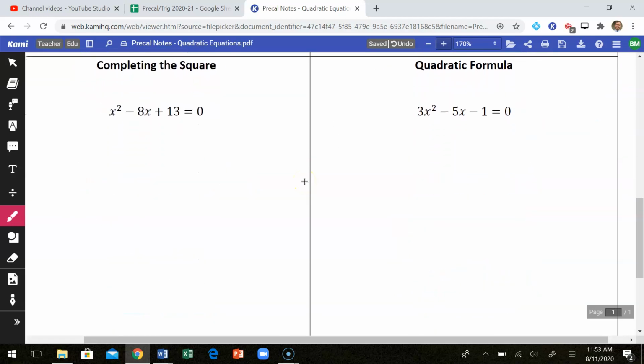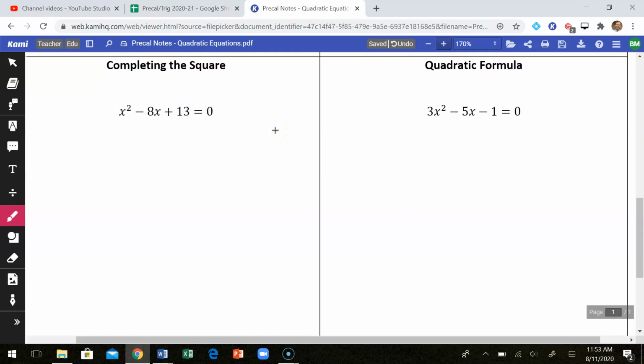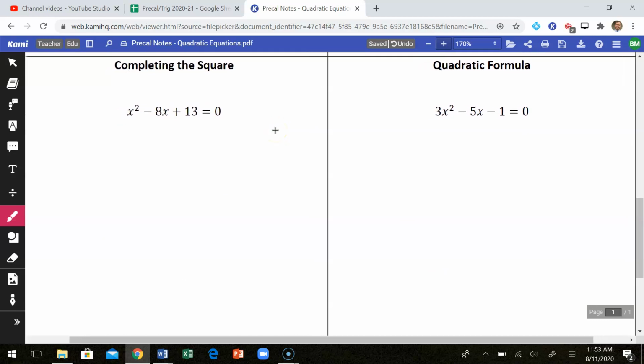The last two are completing the square and quadratic formula. These two can both be used anytime. Anytime you have a quadratic equation you want to solve, you can use either one of these methods. You're probably more used to the quadratic formula. I'm going to go through completing the square because we are going to need to know this later on in pre-cal. But when you complete the square, what you want to do is keep the x terms on one side and actually move the constant over to the other side of the equation.